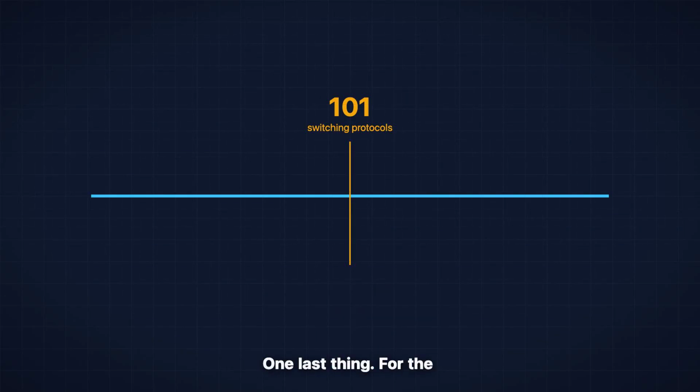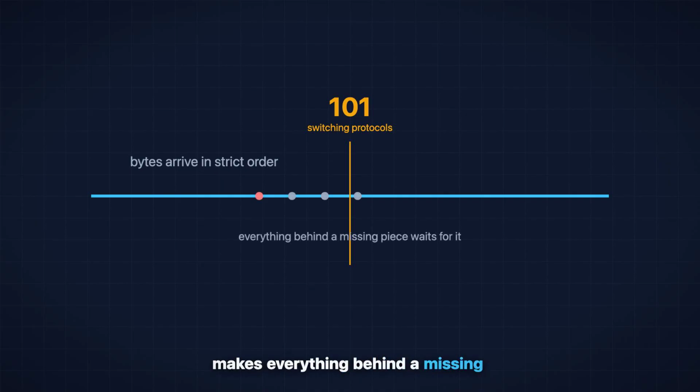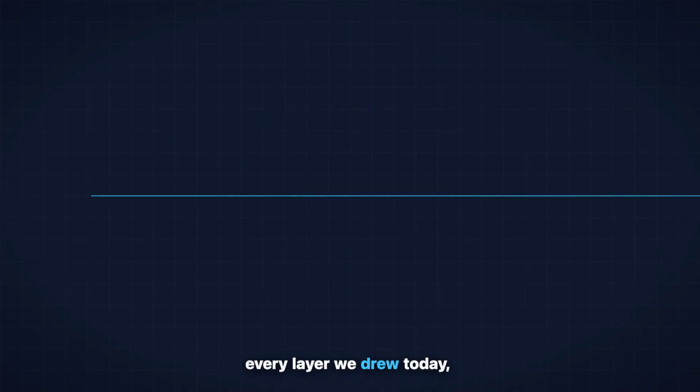One last thing. For the classic connection we've been following, everything travels over a transport that keeps bytes in strict order, and that choice is doing more work than it looks like. A connection that keeps everything in order also makes everything behind a missing piece wait for it. Underneath every layer we drew today, there's another one holding it up. Going one layer down is what this channel does.